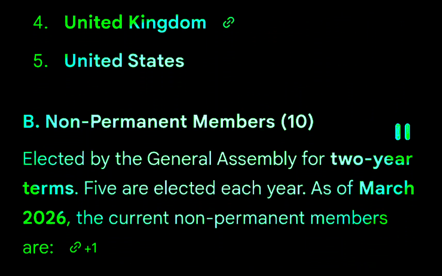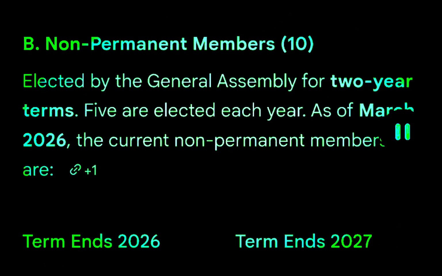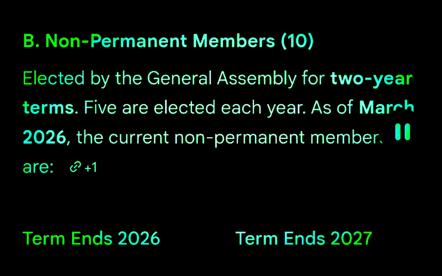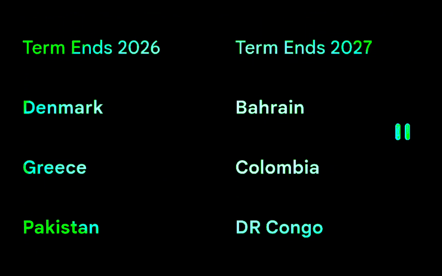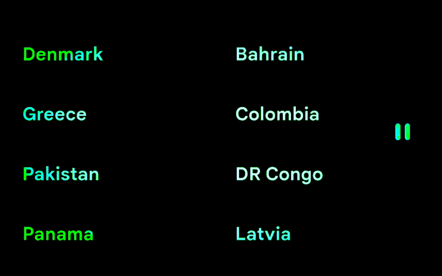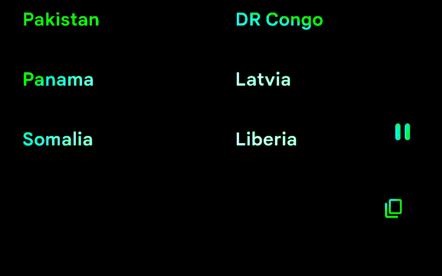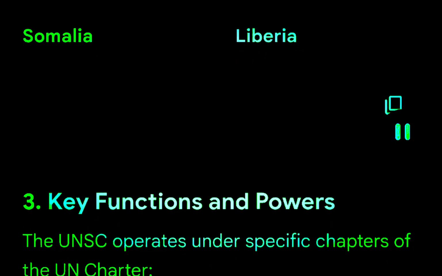United States. B. Non-permanent members, 10, elected by the General Assembly for 2-year terms. 5 are elected each year. As of March 2026, the current non-permanent members are: term ends 2026; term ends 2027: Denmark, Bahrain, Greece, Colombia, Pakistan, DR Congo, Panama, Latvia, Somalia, Liberia.